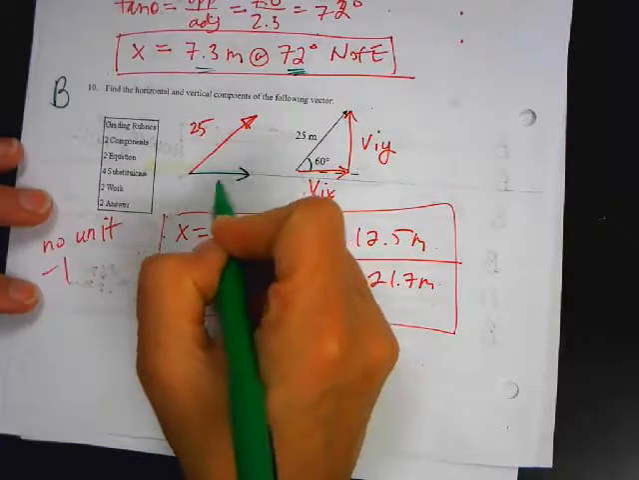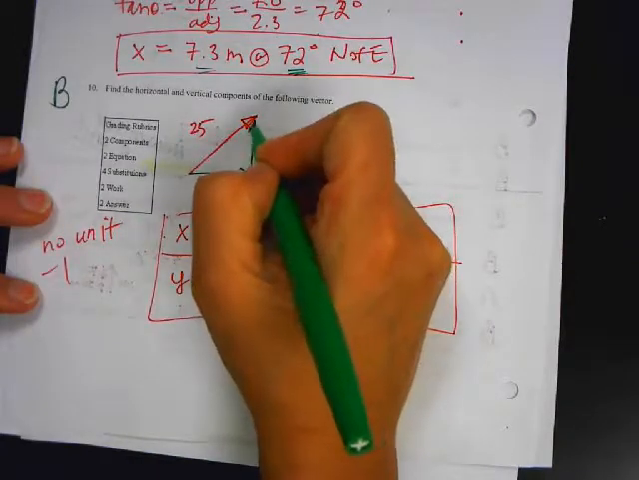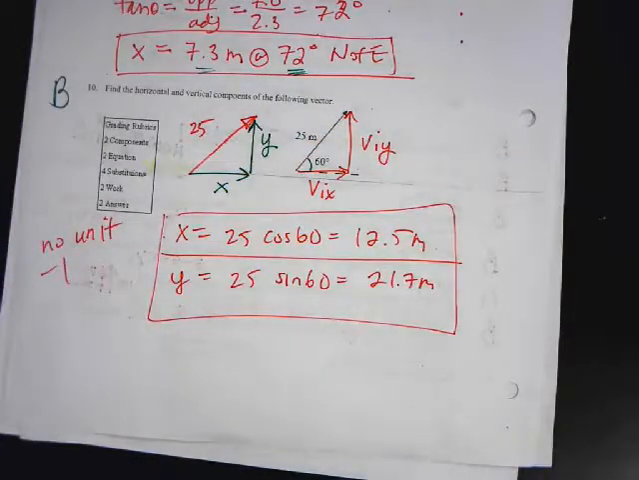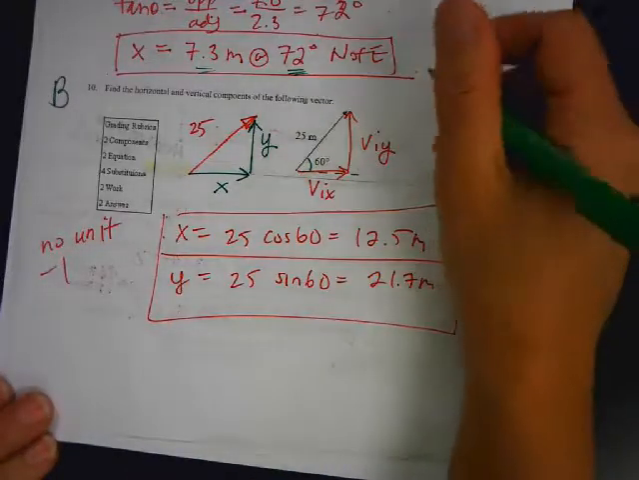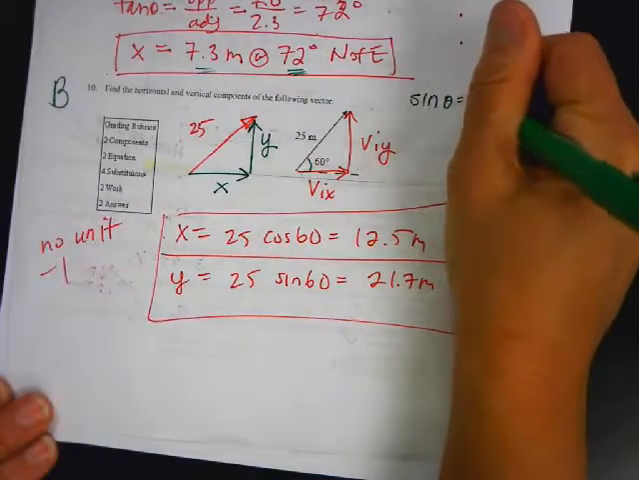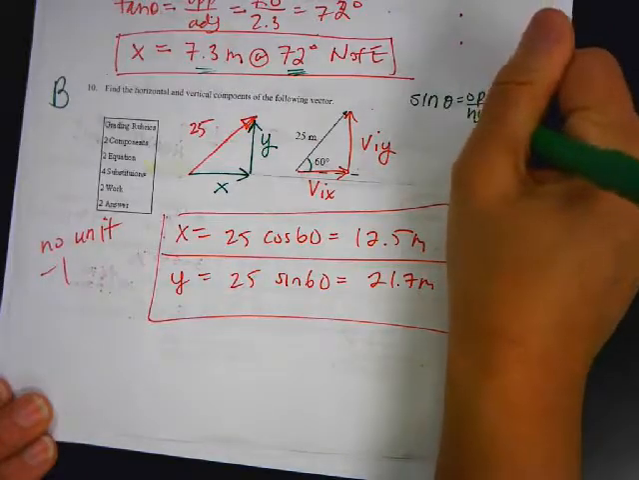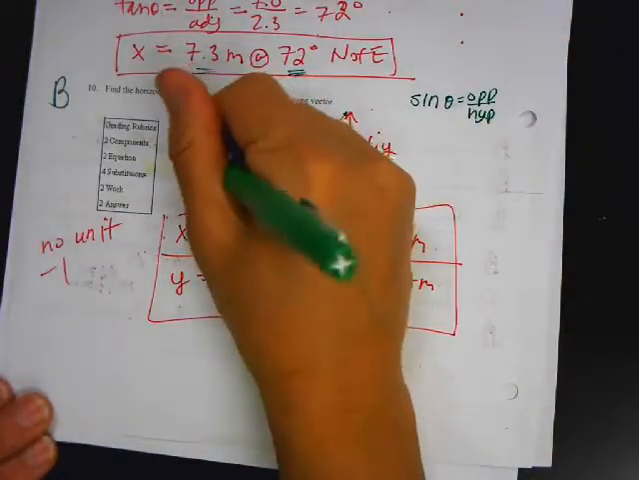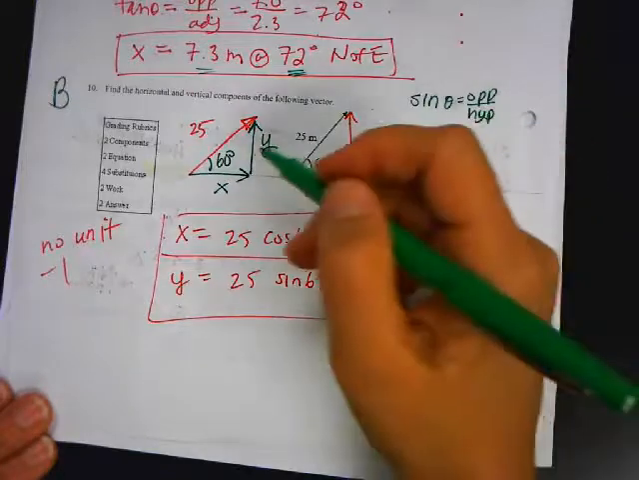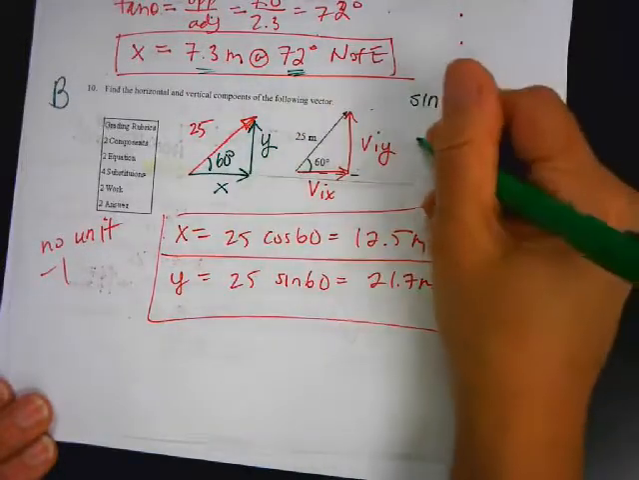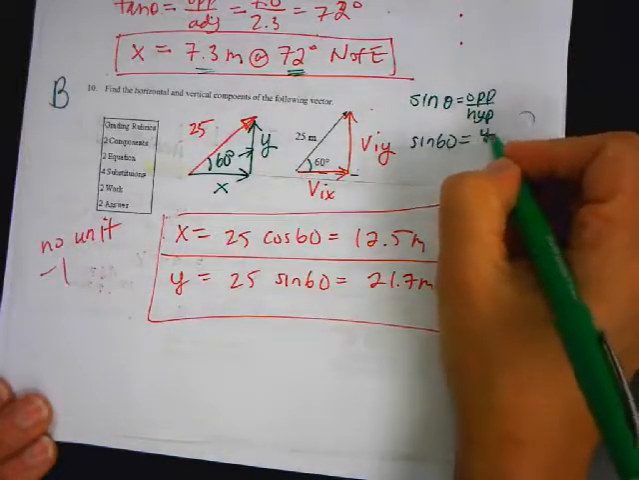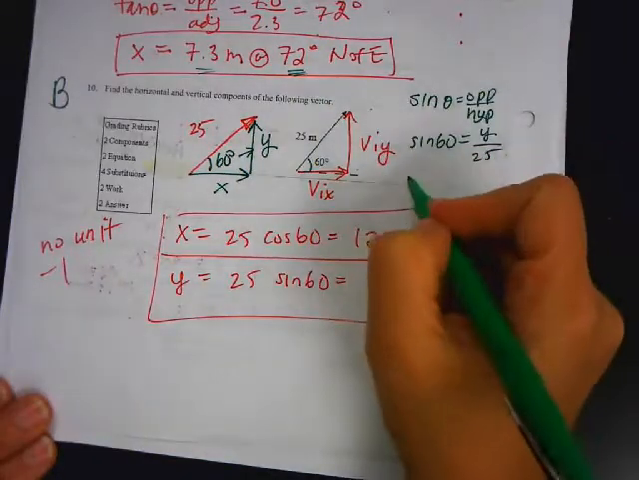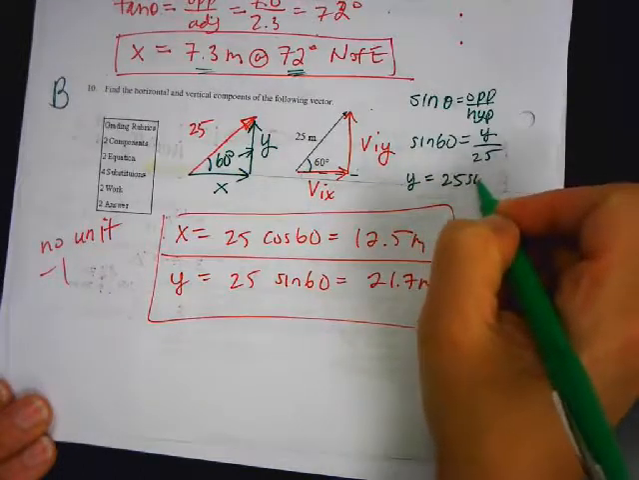So this is my x component. From the head of that vector, I go to the tail of the other. This is the y component. Okay? So, sine, cosine, or tangent. Well, if you're not sure, write it down. Sine of theta is opposite over hypotenuse. So if I look at my picture here, and let's say I want to find y, sine of 60 is opposite. What's opposite that? Y over the hypotenuse, which is 25. So y is equal to 25 sine of 60.